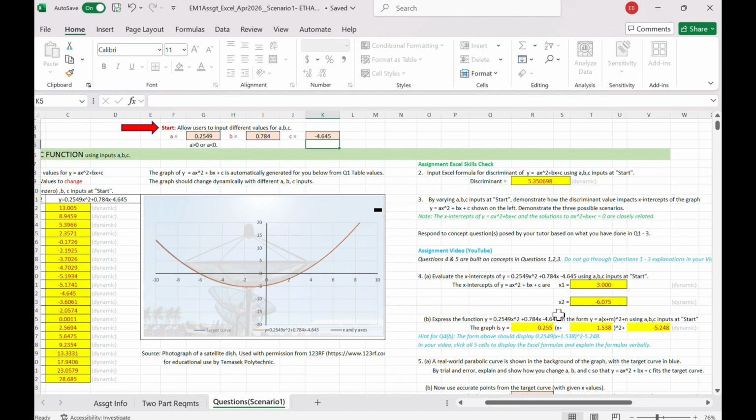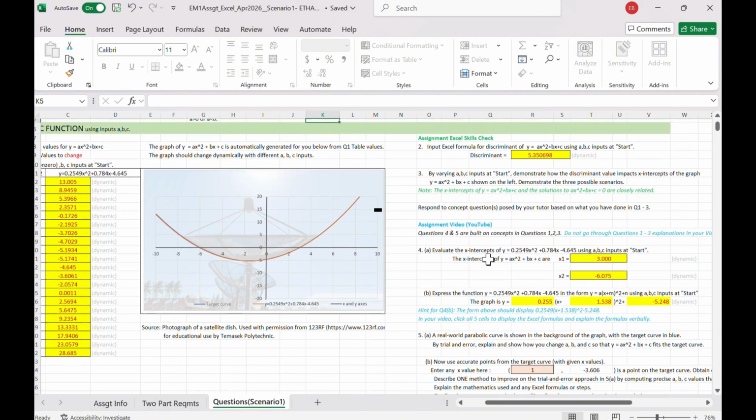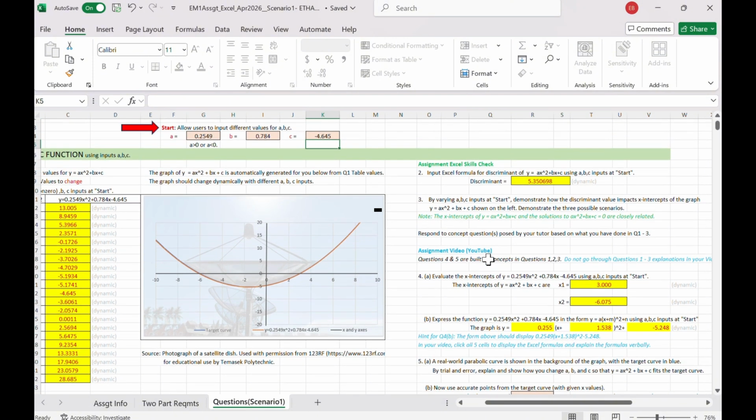For question 4b, I used the complete the square form to find out how to solve the equation. Overall, I didn't have much difficulty on both questions.